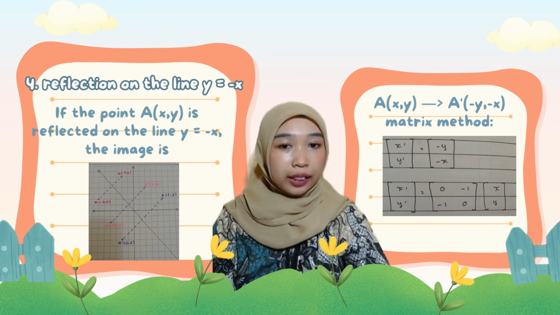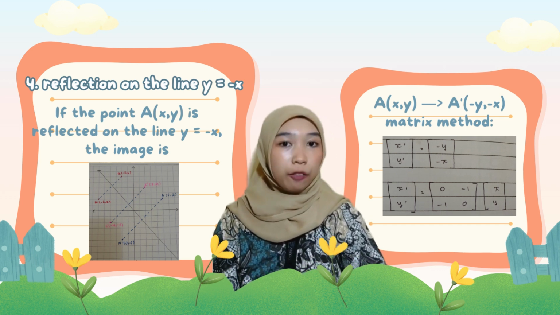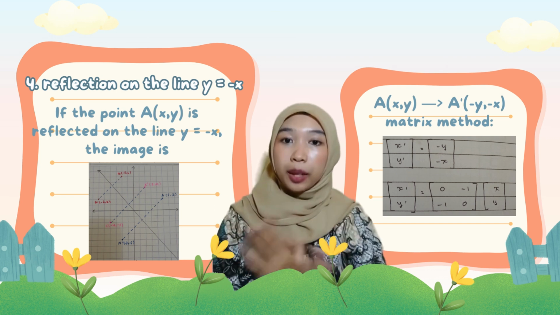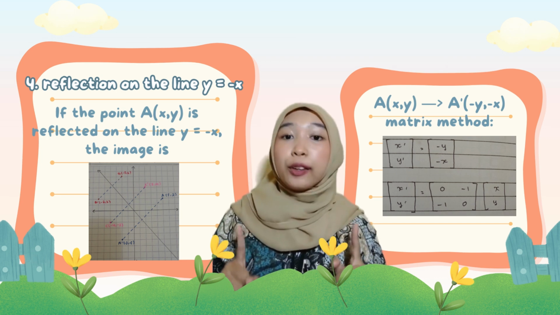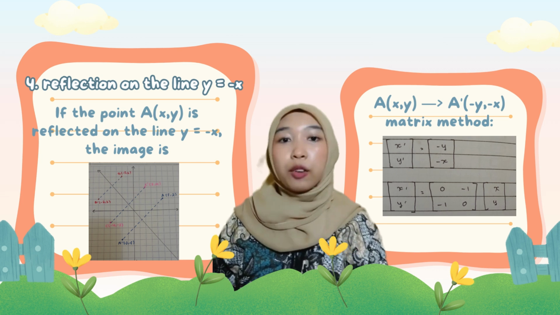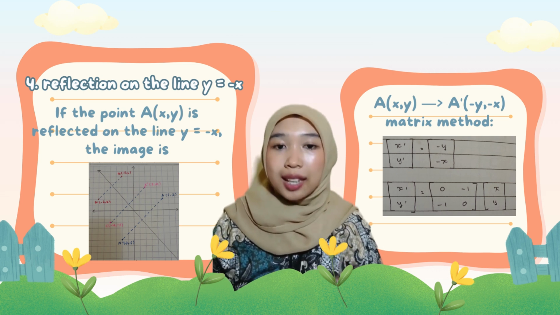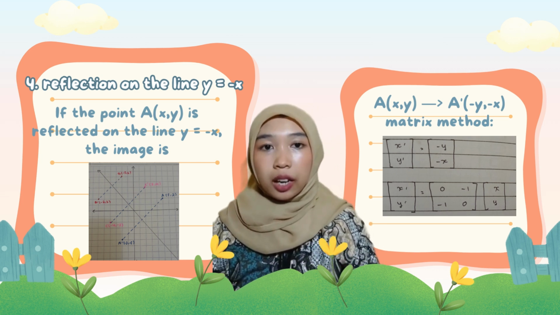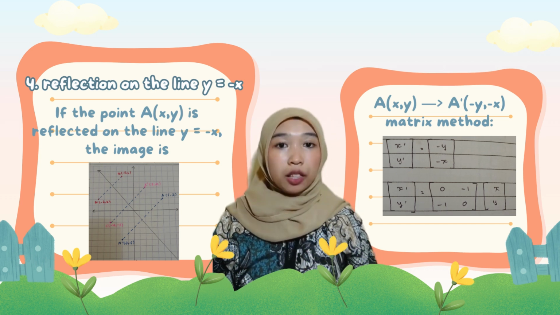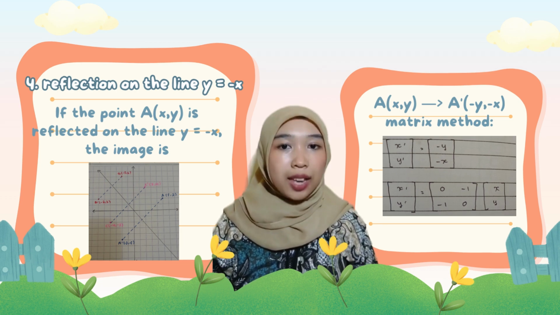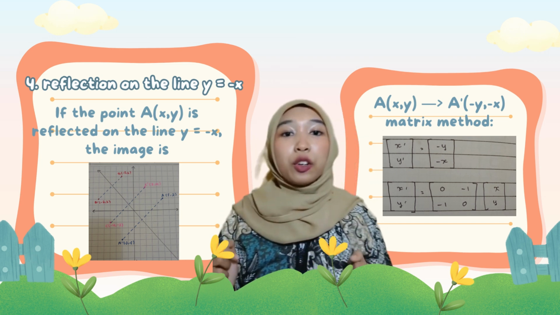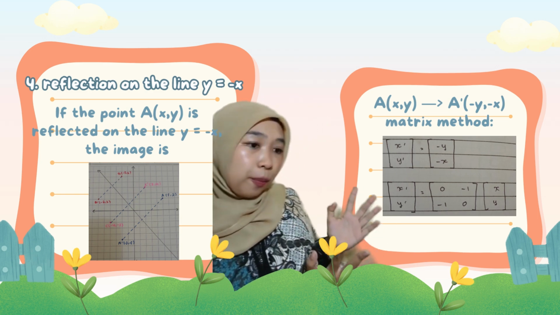When a point is reflected across the line y equals negative x, the x-coordinate and y-coordinate change their places and are negated. Therefore, the reflection of the point (x, y) across the line y equals negative x is (-y, -x). The image for reflection on the line y equals negative x is like this, and the transformation matrix is like this.